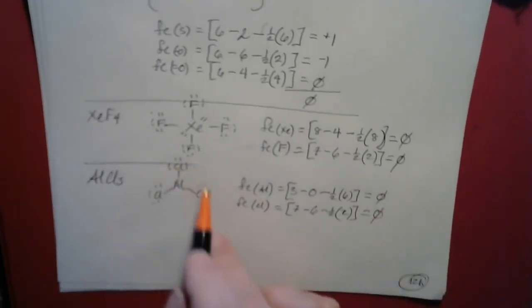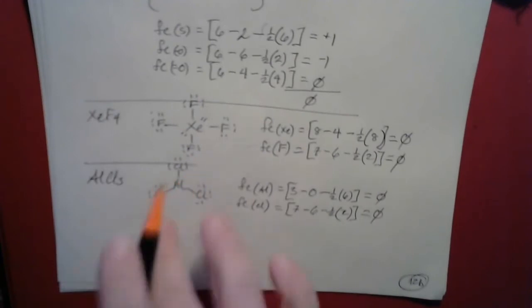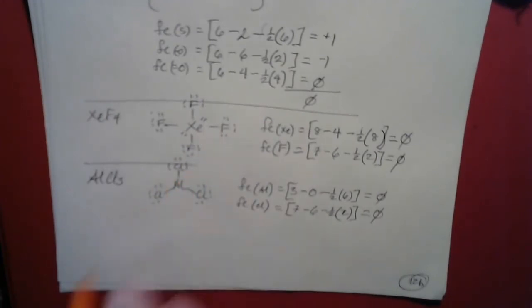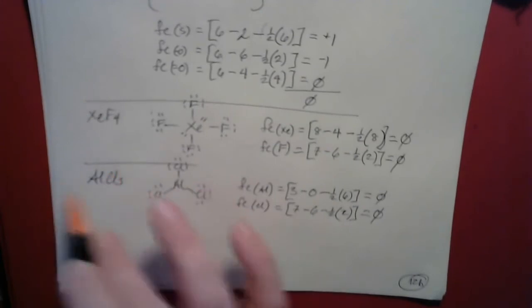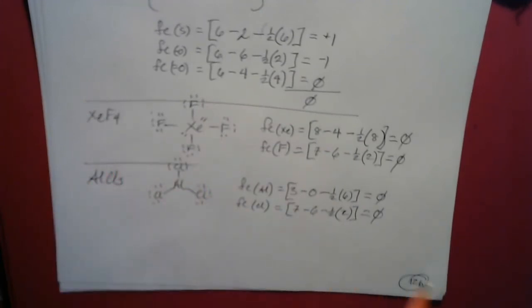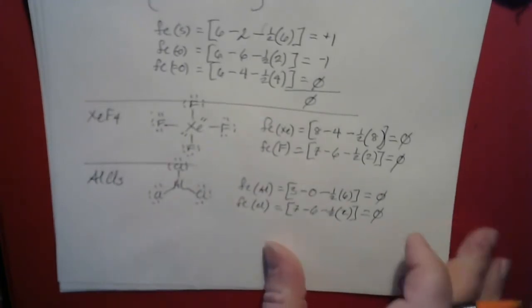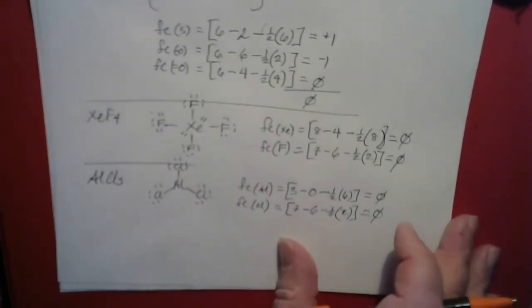So again, all of the atoms in this Lewis structure have 0 formal charges. That's a good sign. They add up to 0, which is the overall charge on aluminum chloride, because that's a molecule, not an ion. And that's a good sign. And so that is the correct Lewis structure for aluminum chloride.